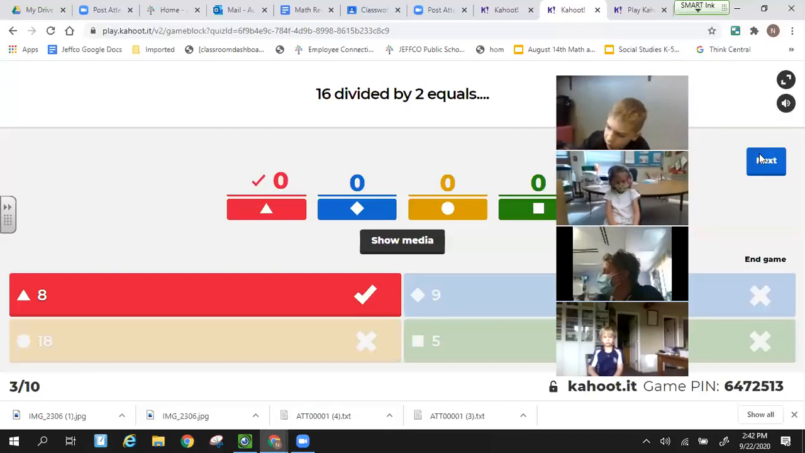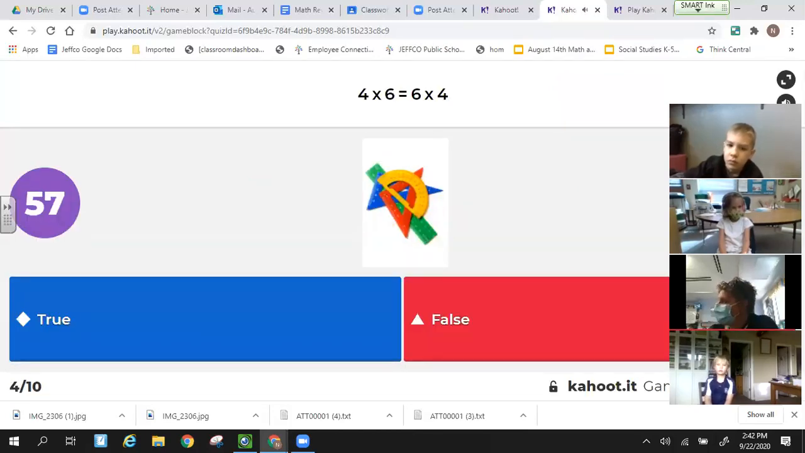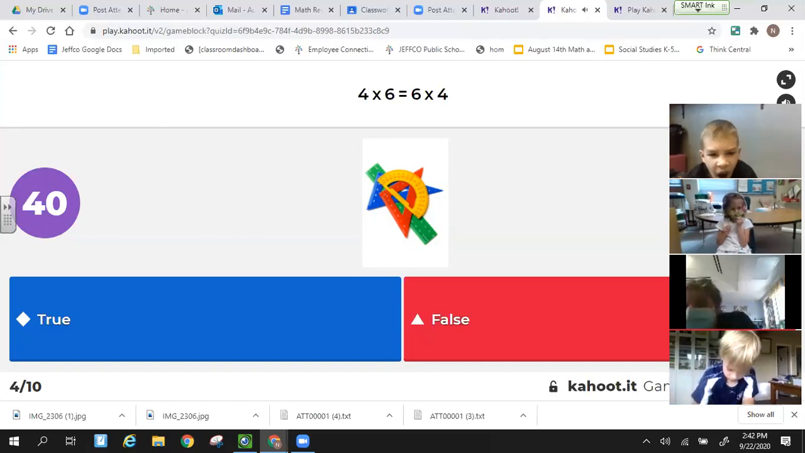Let's do another one. True or false? 4 times 6 is the same as 6 times 4. They're equal. True or false? And if you can explain your thinking with the name of a property, that'd be awesome. Is it true or false? 4 times 6 is equal to 6 times 4. Is that true? Are they the same?